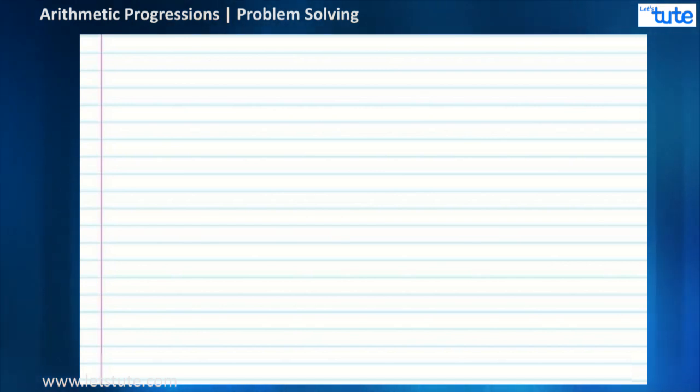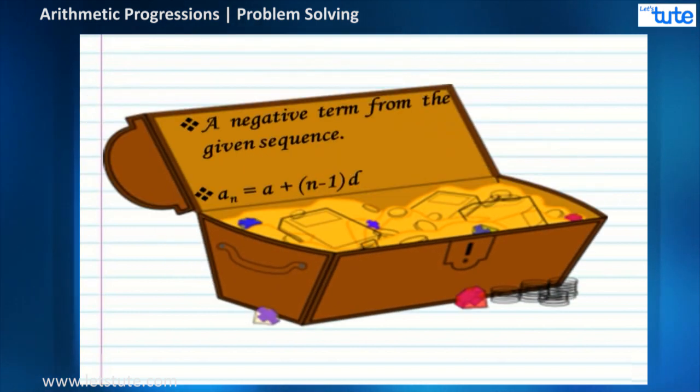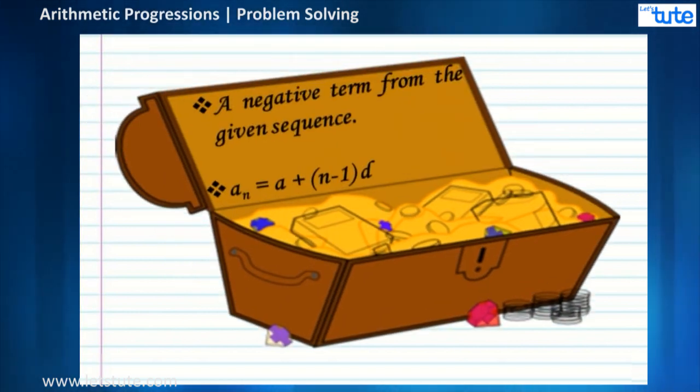Wow, we've already cracked 2 clues. So let us see what treasure we've collected by cracking these 2 clues. We learned how to find out a negative term from the given sequence. We also learned how to find out the nth term. That is, we learned the formula for an, which equals a plus n minus 1 into d. Let us crack some more clues in the next video.